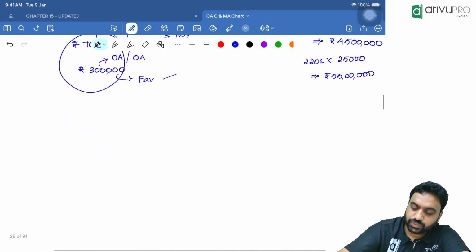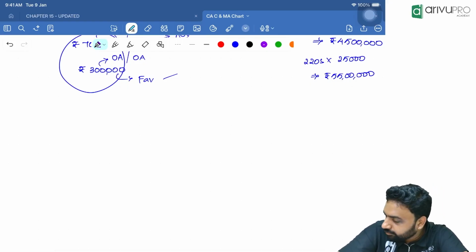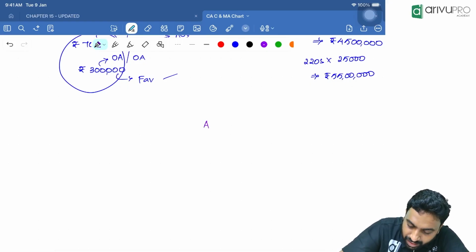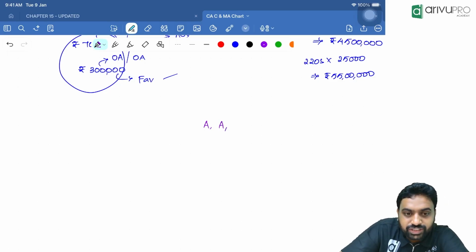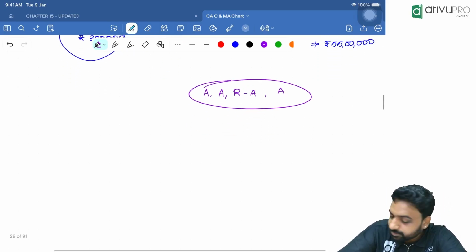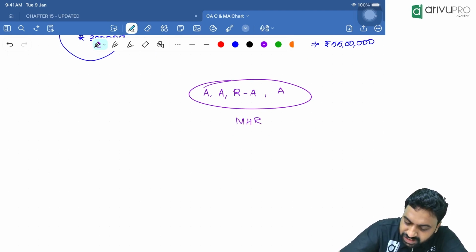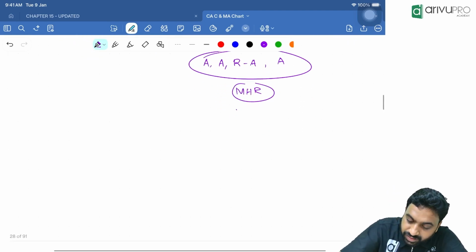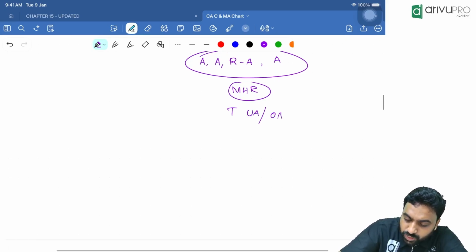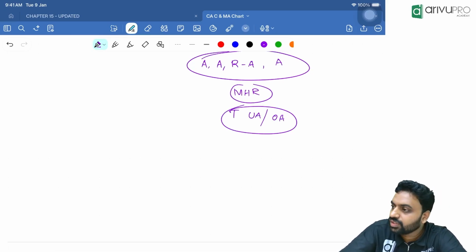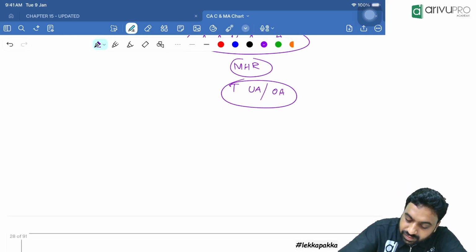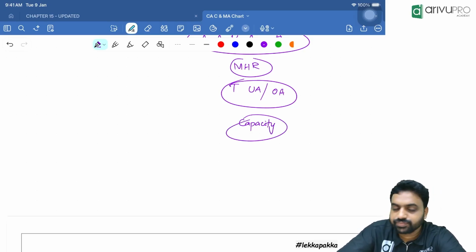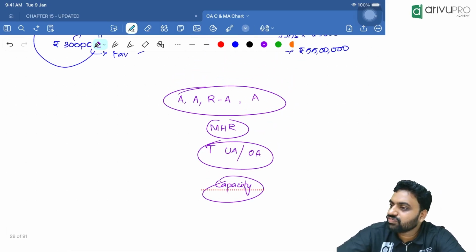So if you want me to sum up the whole chapter, we have allocation, apportionment, reapportionment, absorption. One group. One more absorption method, that is machine hour rate. Second, treatment of under absorption and over absorption. Third, capacity. Capacity based questions. That's it. These are the four.